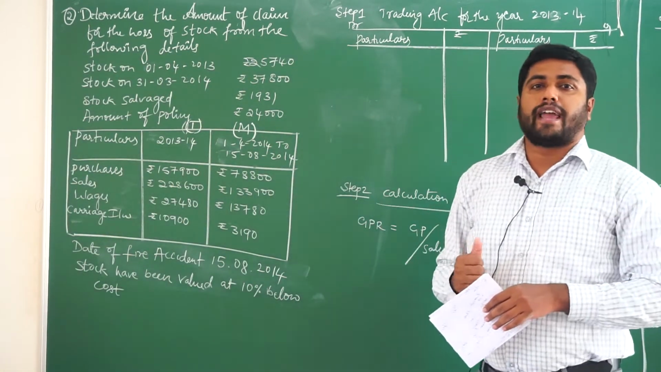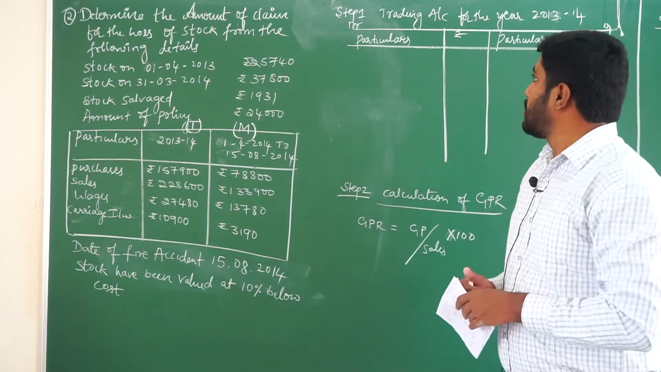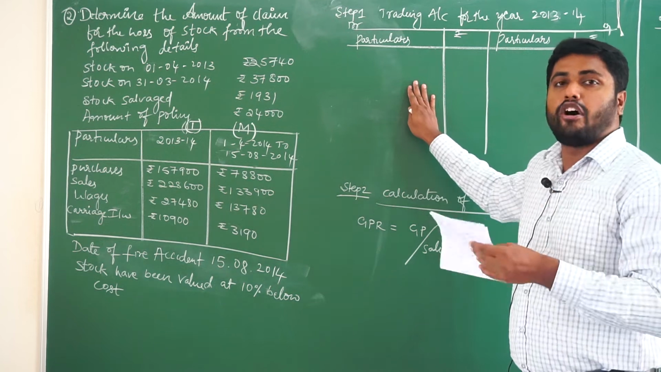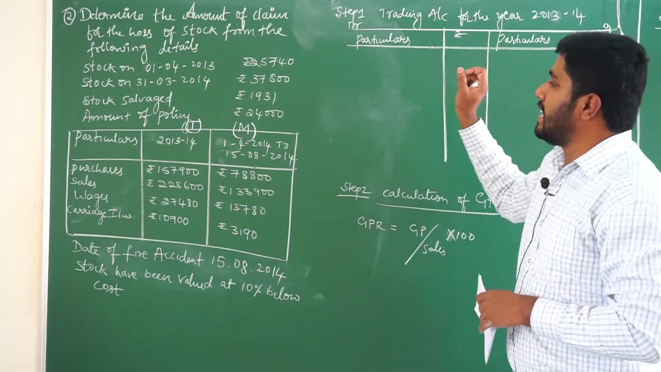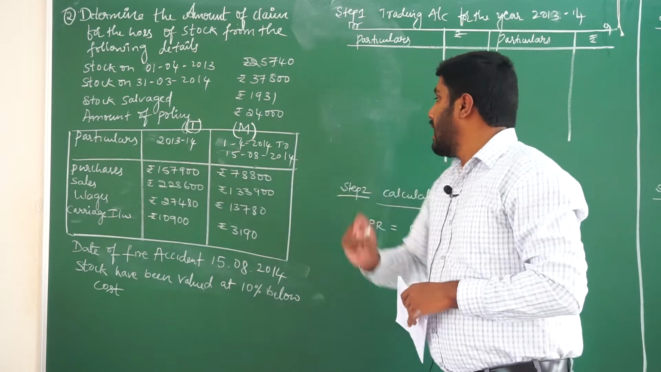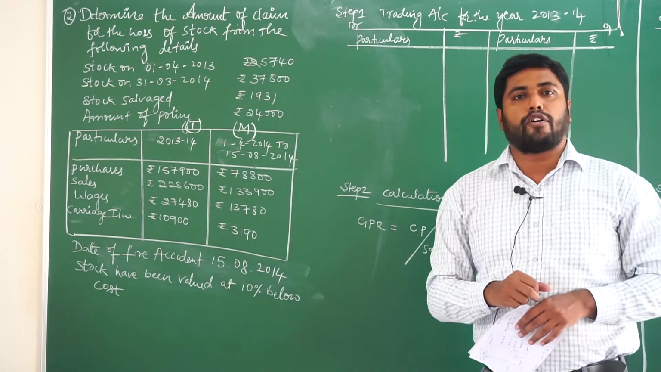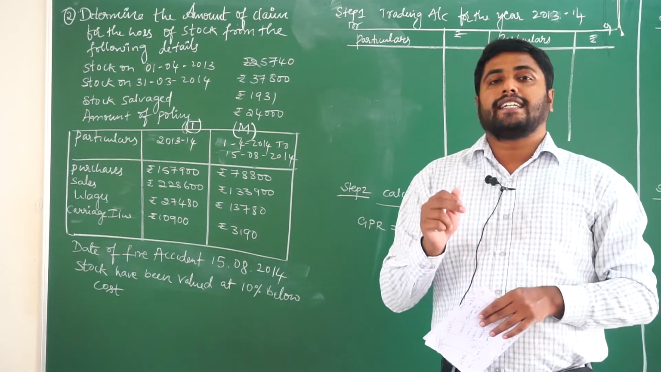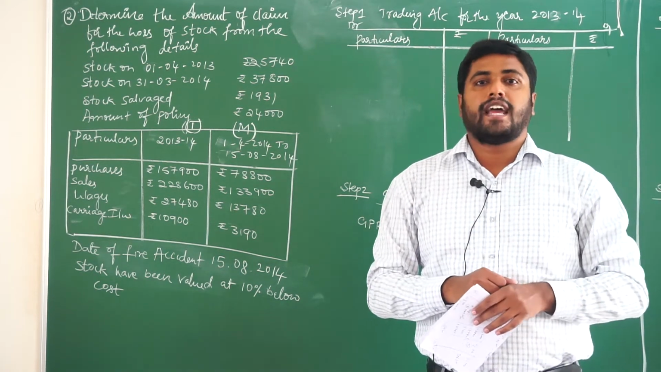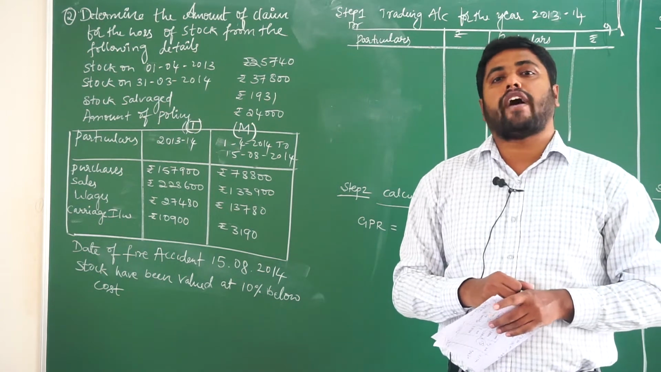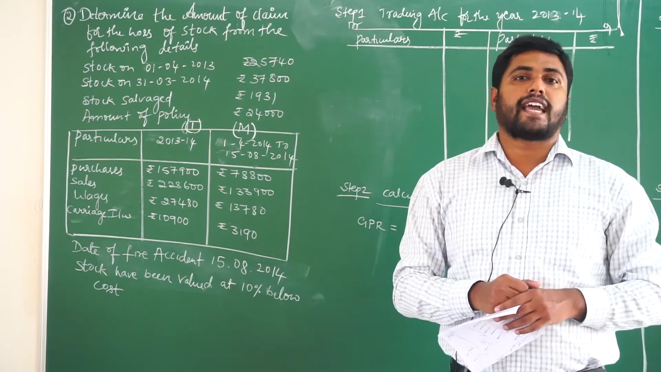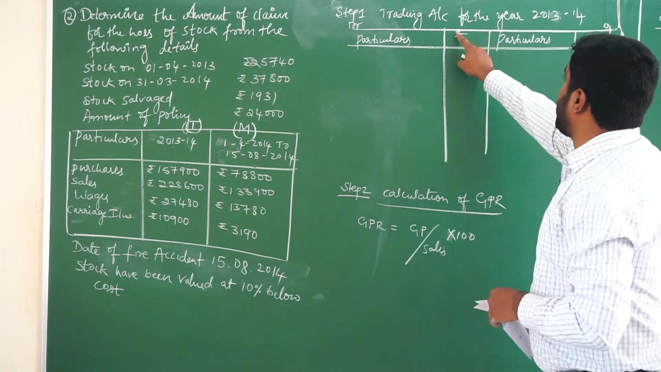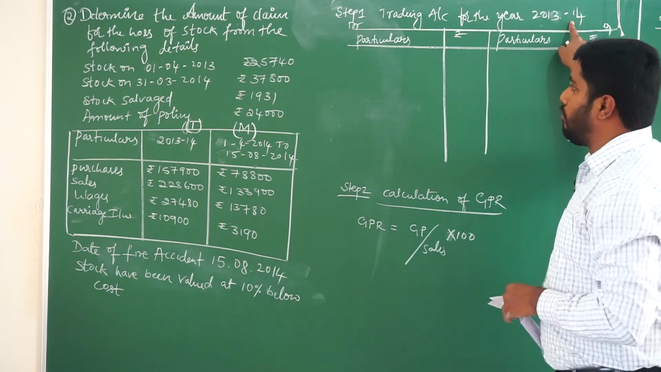For the calculation of claim money, we have a total of 5 steps. The first step is preparation of trading account, and this account is prepared for the previous year of fire accident, 2013 and 14. The second step is calculation of gross profit ratio, and step number 3 is preparation of memorandum trading account for the year of fire accident. Step number 4 is the calculation of actual amount of loss, and the last step is calculation of claim amount. Let's move on to the first step, trading account for the year 2013 and 14.